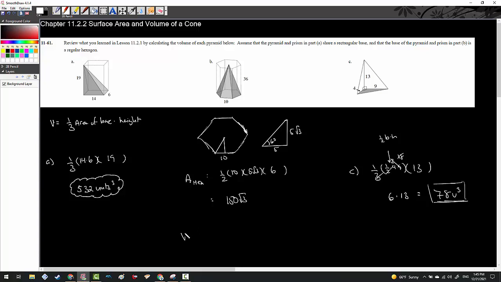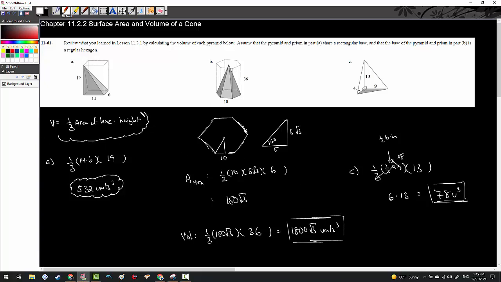And so that means that the volume of this thing is going to be 1/3 base times height. So the height is 36 and then 150 rad 3. And what we end up getting is a total of 1800 rad 3 units cubed. So again, it all boils down to this 1/3 area of the base times the height as our volume of a pyramid. So give me a second. I will move on to the next problem.